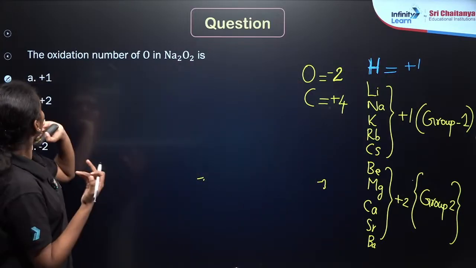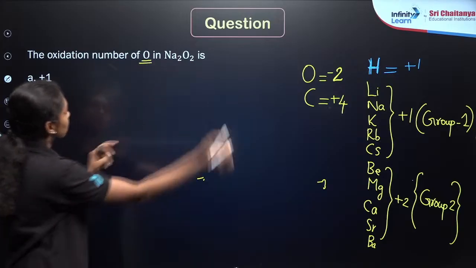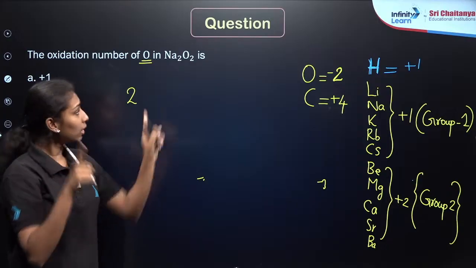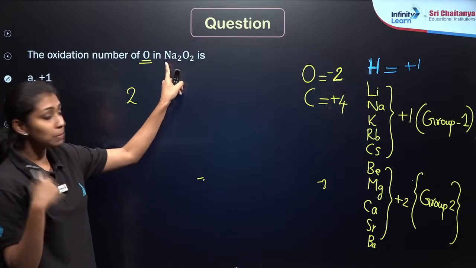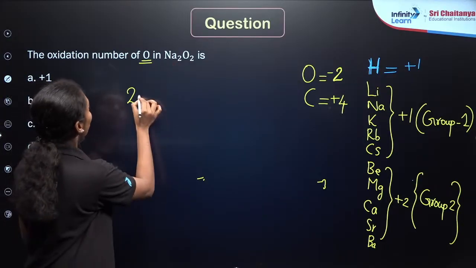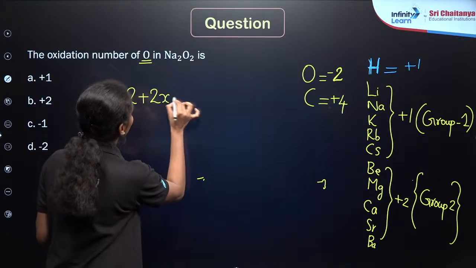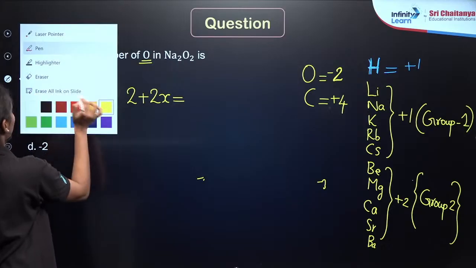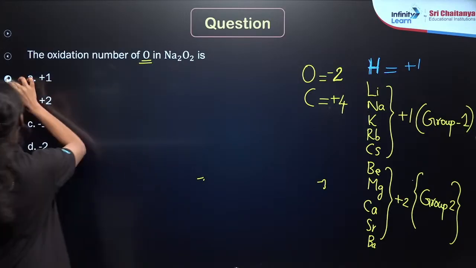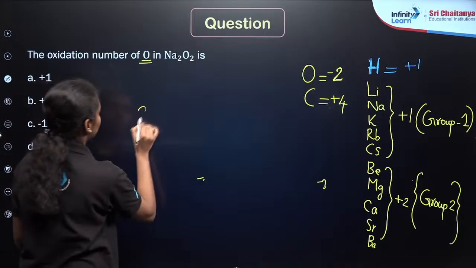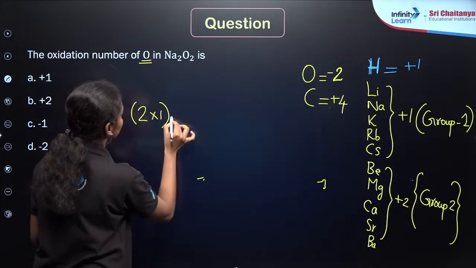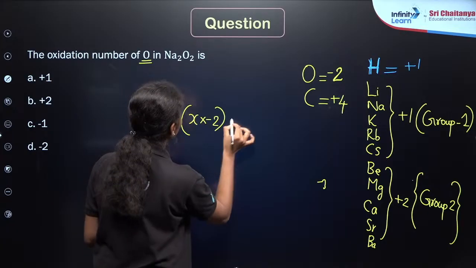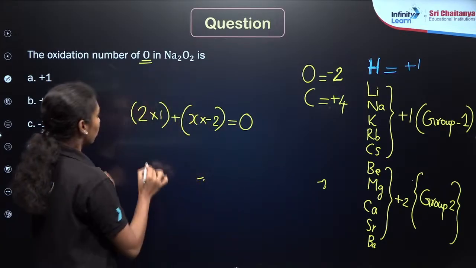For 2 sodium, we need to find out the oxidation number of oxygen, right? For 2 sodium, it will be 2, right? Because 1 sodium, the oxidation number is +1. For 2 sodium, it will be +2, plus 2x for oxygen. In total, it will be equal to 0, right? It will be equal to 0. So what you are observing here?